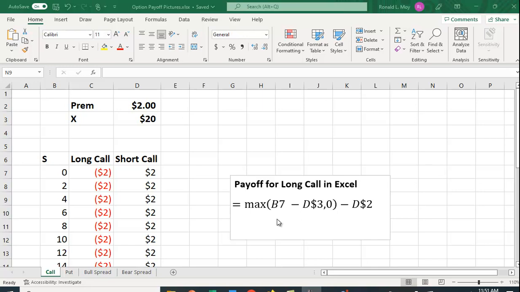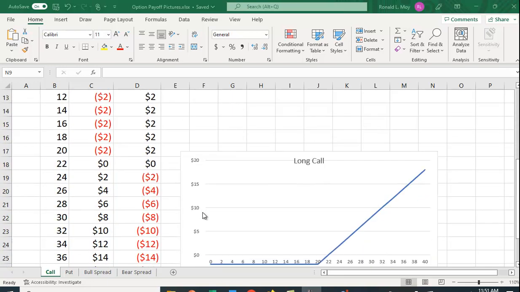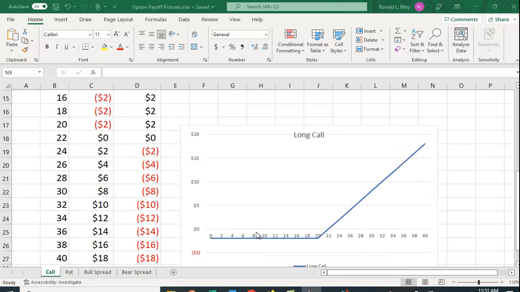If it happens to be negative, that is, the stock price is below the exercise price, as is the case here at lower stock prices, then it's going to take on a value of 0, and your profit, or in this case your loss, is going to be the premium of $2. So I copied that formula down, and you may recall that I drew this call payoff picture.